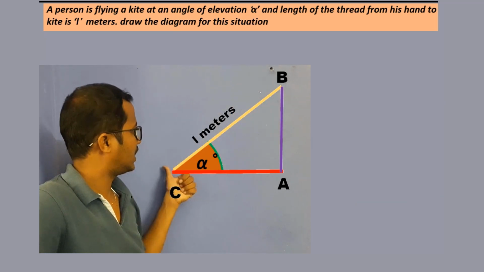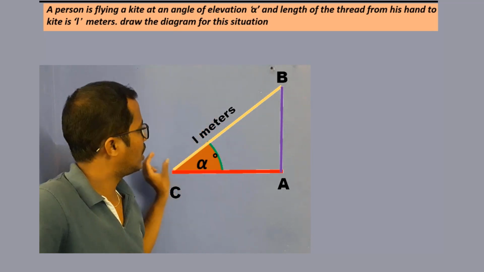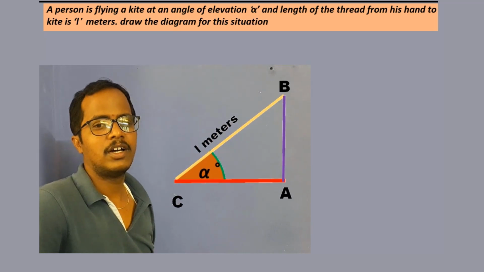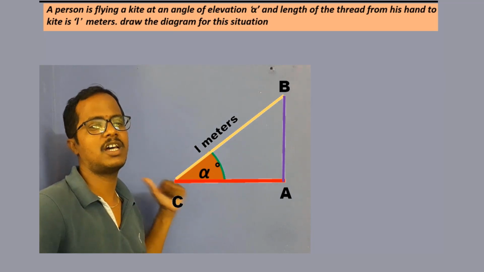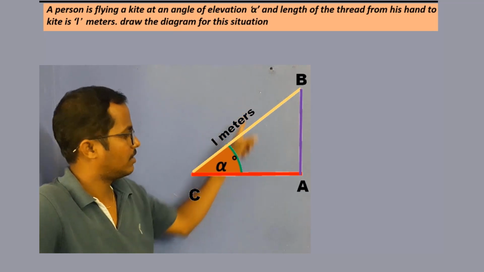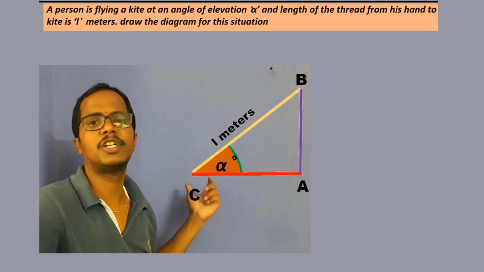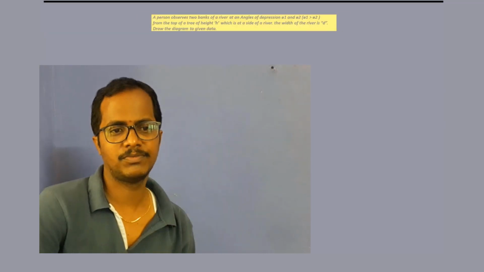The length of the thread is given as L meters. So label the L meters here. Now we got the right triangle ABC with an angle of elevation alpha degrees, and the length of the thread is L meters. Now we get the right angle triangle, which is the suitable diagram for the given situation. And let us see one more.